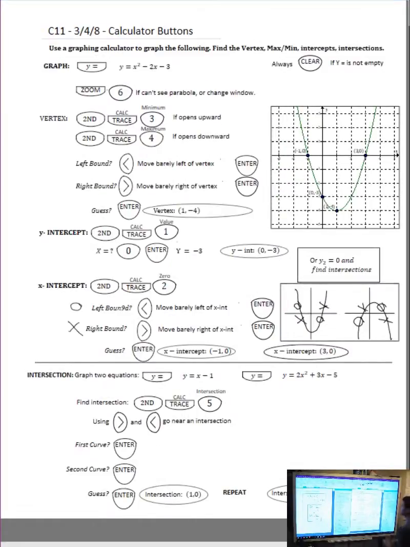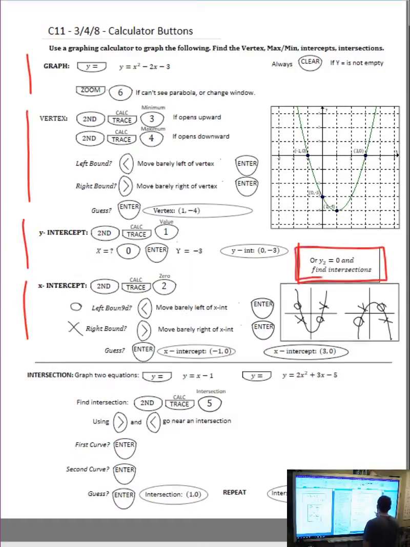Some regular calculator buttons. How to graph, how to find the vertex, how to find the y-intercept, how to find the x-intercept. A casual other way off to the right, how to find x-intercepts more easily. And how to find intersections between graphs. We'll be using these buttons the most on the graphing calculator.